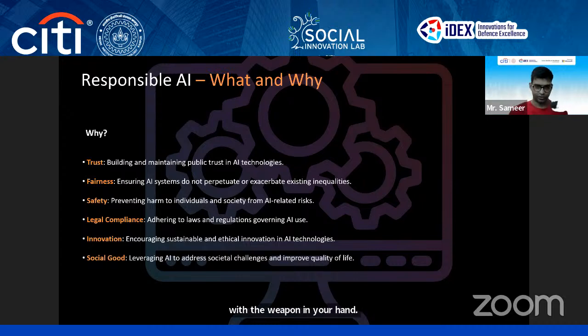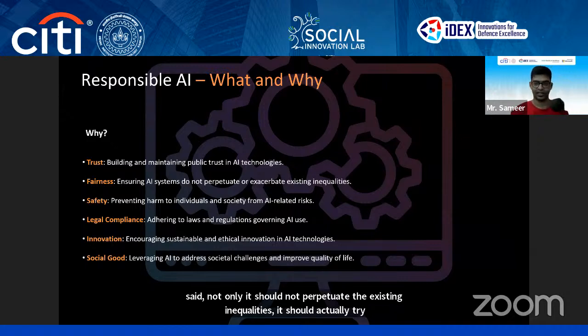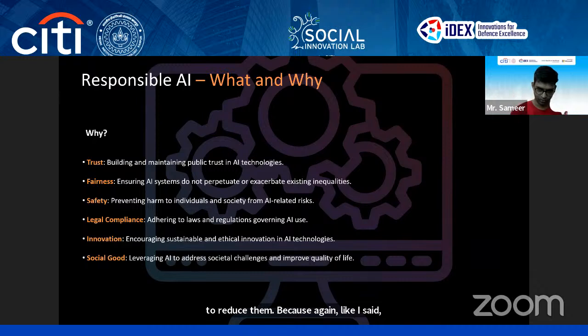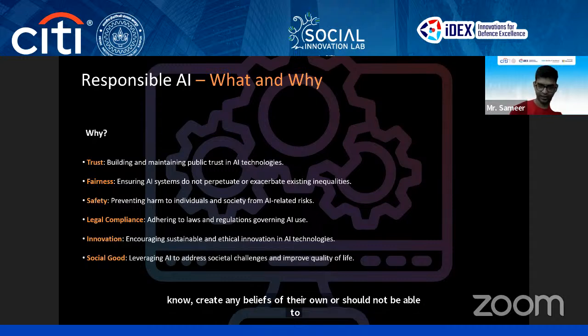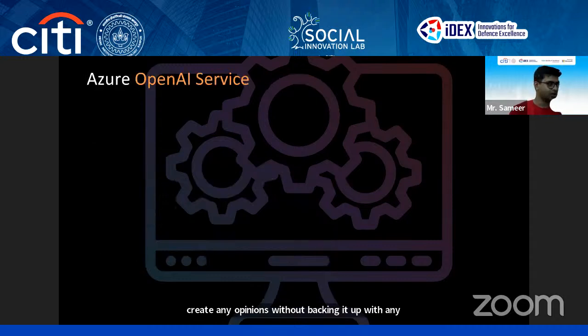Social good, leveraging AI to address societal challenges and improve quality of life. Like I said, not only should it not perpetuate the existing inequalities, it should actually try to reduce them. Because the AI system is supposed to be based on facts, on data, numbers, and statistics, and should not create any beliefs of its own, or any opinions without backing them up with solid reasoning. So let's get back to the topic at hand, which is Azure OpenAI service.